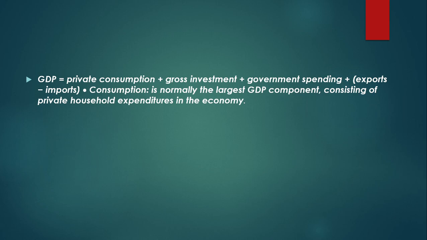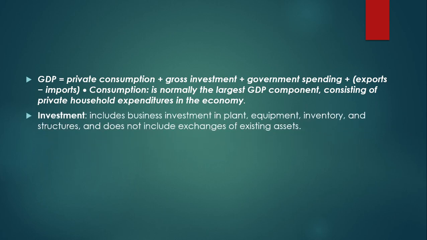How is the GDP calculated? GDP is calculated as private consumption plus gross investment plus government spending plus exports minus imports. Consumption is normally the largest GDP component, consisting of the private household expenditure in the economy. Then comes the investment. It includes business investment in plant, equipment, inventory, and structures, and does not include exchanges of existing assets.